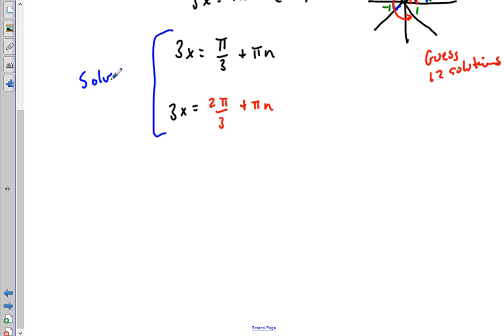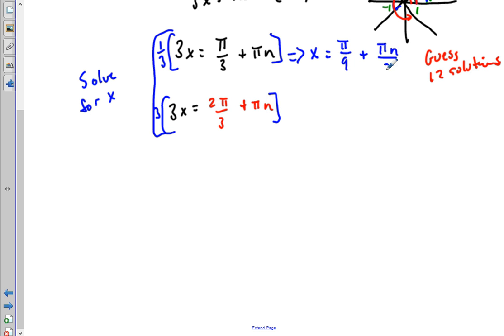Solve for x. In order to solve for x in this one, we're going to divide by 3. And what we have then is this is going to simplify to x equaling pi over 9 plus pi n over 3. And then right here, we're going to have x equaling 2 pi over 9 plus pi n over 3.